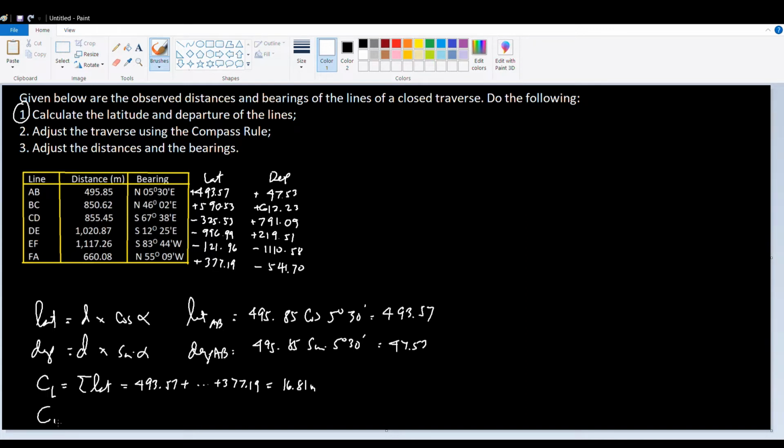So for the departure, that will be the summation of the departures equal to 47.53 plus and so on and so forth up to negative 541.70. And the misclosure in the departure is also positive 18.08 meters. Again, you can check these values. You can add the latitudes and the departures and then check these values for the misclosures of the latitude and the departure. Okay?